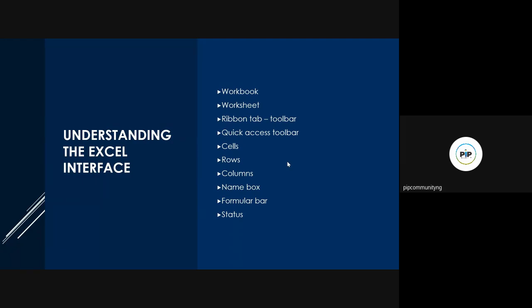So now we are going into the Excel interface. So here we'll talk about workbook, worksheet, ribbon tab, quick access toolbar, cells, rows, columns, name box, formula bar, status bar, and whatever we see on our Excel interface.